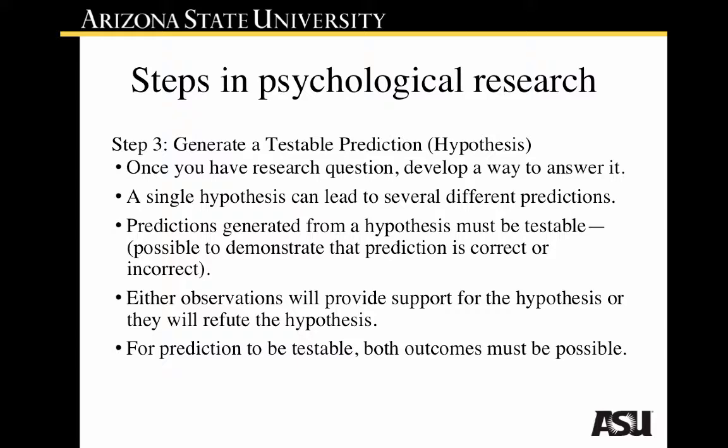A single hypothesis can lead to several different predictions, and the predictions generated from a hypothesis need to be testable, which we described in our last lecture. There has to be some way to test whether it's correct, your prediction, or not. Either observations will provide support for your hypothesis, or they will refute your hypothesis. That is, disconfirm your hypothesis. But for a prediction to be testable, both outcomes must be possible. That is, it's not really a hypothesis unless it can either be confirmed or disconfirmed. So in that sense, we don't know the answer in advance. And in fact, if you know the answer in advance, it's not really research.